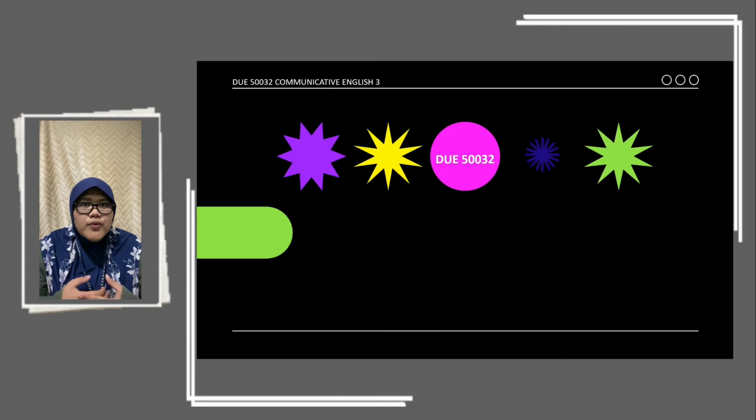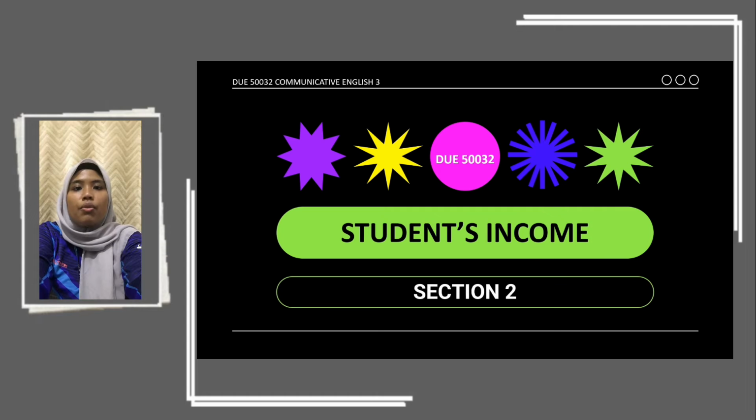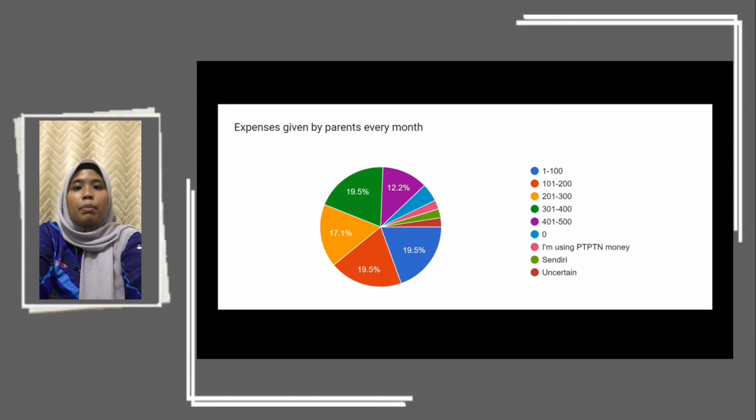In section 2, we ask about students' income. The pie chart is about the percentage of expenses given by parents every month. From this pie chart, it is clear that only 3 categories have the same percentage, which is 19.5%. They are 1 to 100, 101 to 200, and 301 to 400. Then for 70.1%, we have 201 to 300 ringgit. For 20.2%, we have 401 to 500 ringgit.